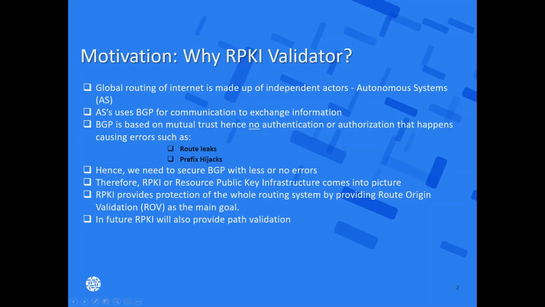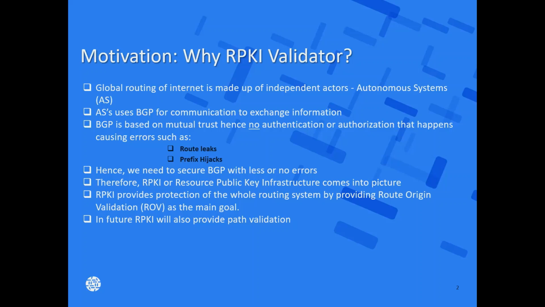What is the motivation behind this RPKI validator? Global routing of the internet is made up of independent actors, commonly known as autonomous systems, or AS in short. These AS communicate through a protocol commonly known as BGP. BGP is based on trust, hence there is no authentication or authorization involved in the process of communication. This normally causes errors like route leaks and prefix hijacks.